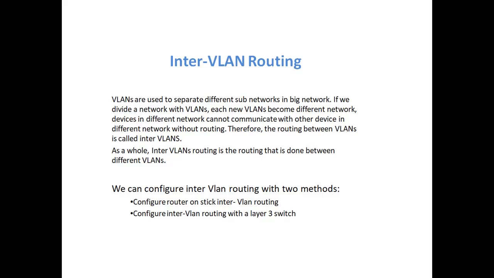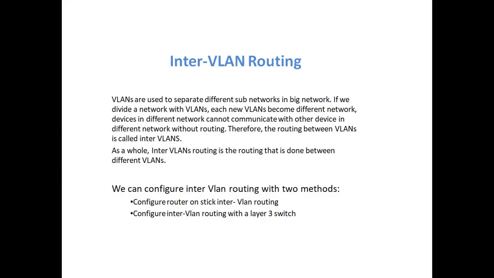VLANs are used to separate different subnetworks in a big network. If we divide a network with VLANs, then each new VLAN becomes a different network, and devices within that network cannot communicate with devices in other networks. So in that case we need routing.